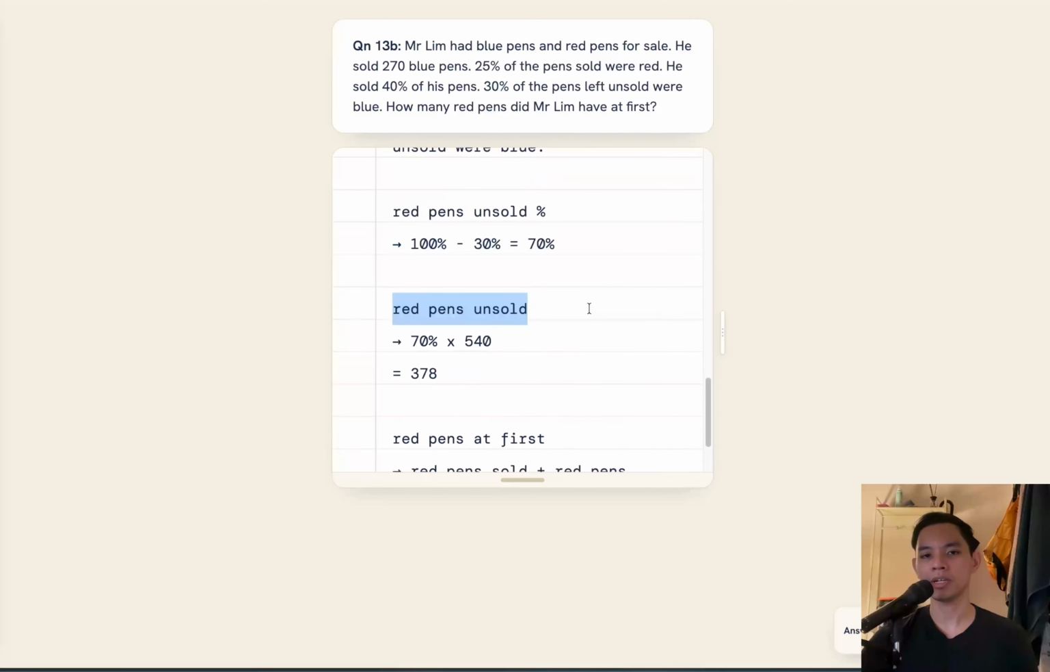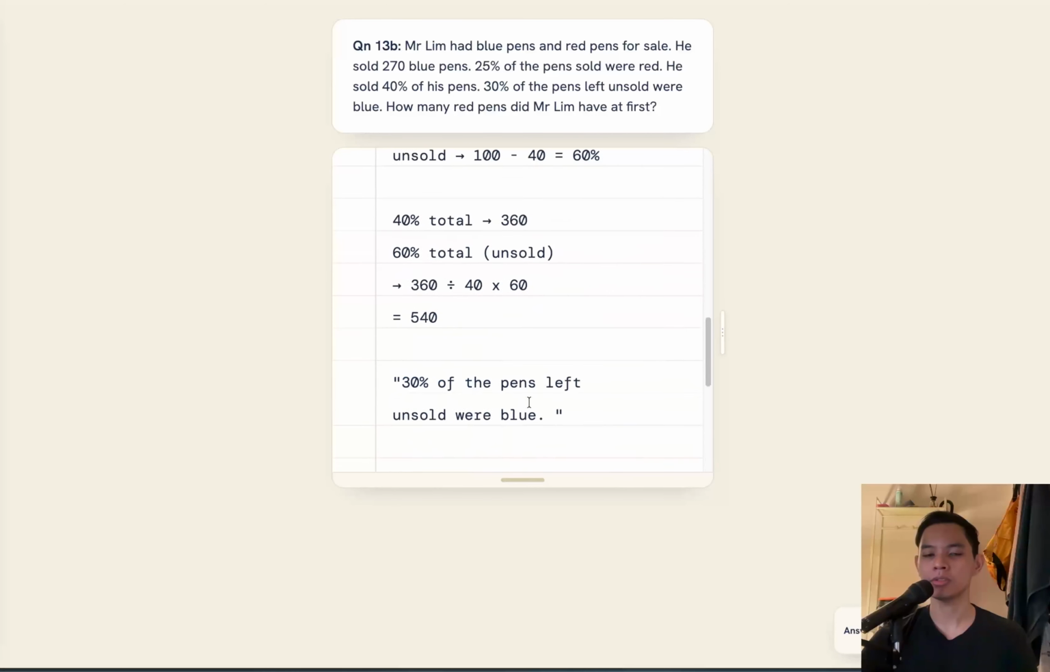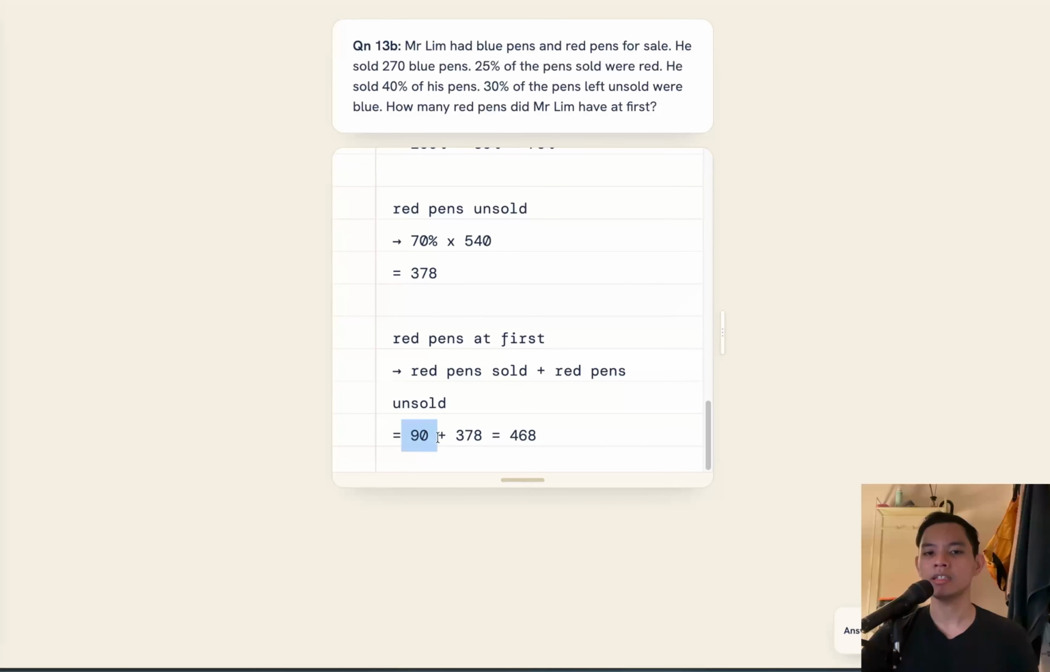So now we know the red pants unsold and the red pants sold: 90 red pants sold plus red pants unsold 378, which is 468. Okay, so there you go.